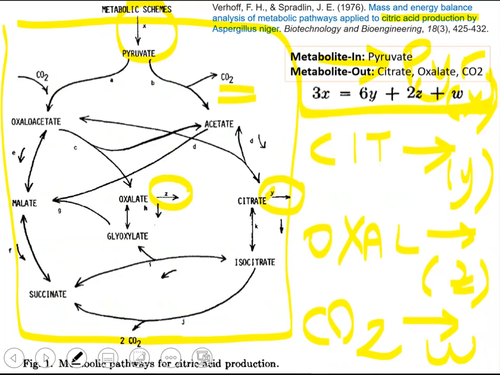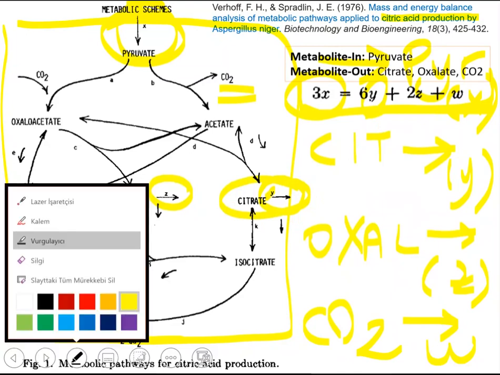At first it can look a bit weird, but what they do is use the metabolite ins and metabolite outs to write a generic mass balance in terms of carbon moles. Pyruvate is input. In terms of carbon moles, we can write 3X. X is the rate of pyruvate formation here. And Y represents citrate here. Citrate has 6 carbons, so you write 6Y.